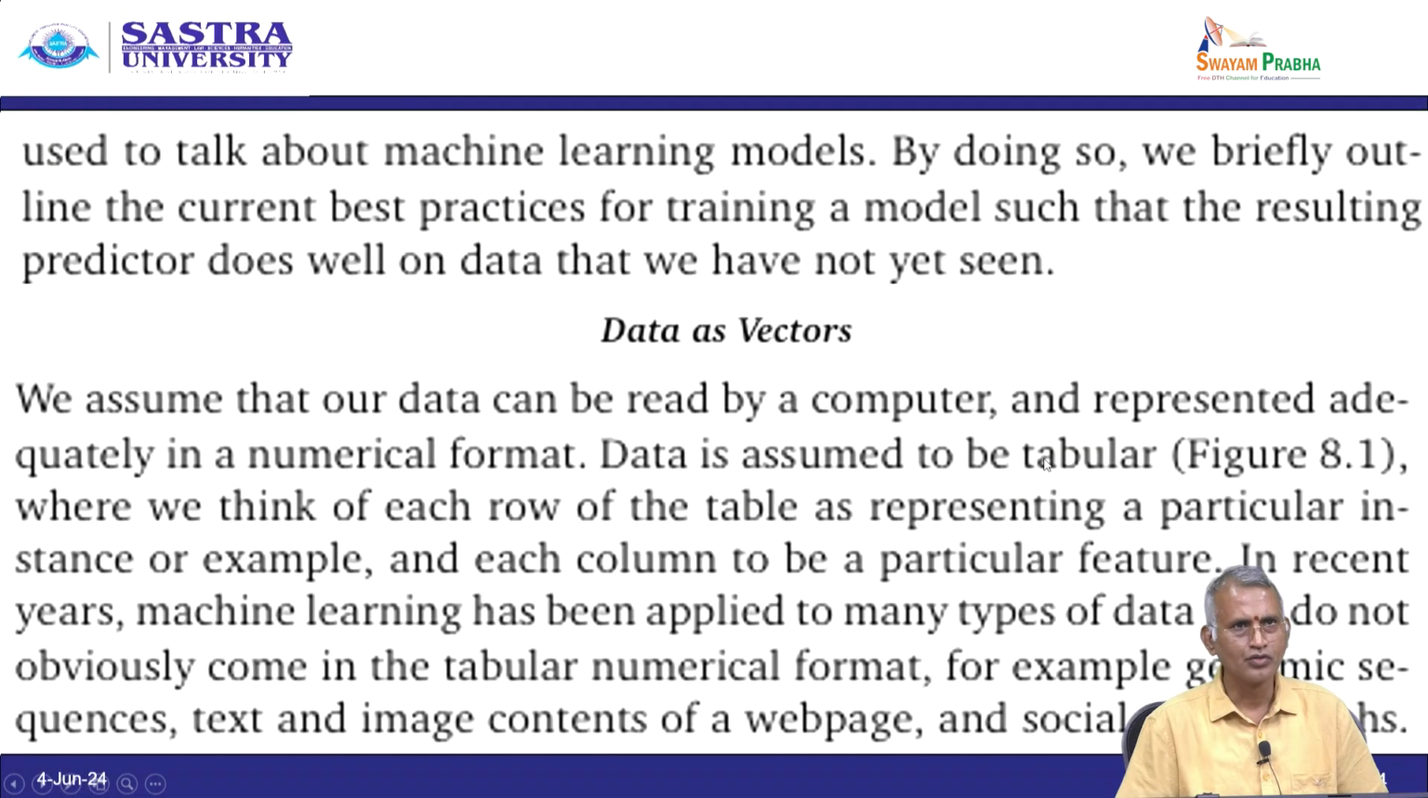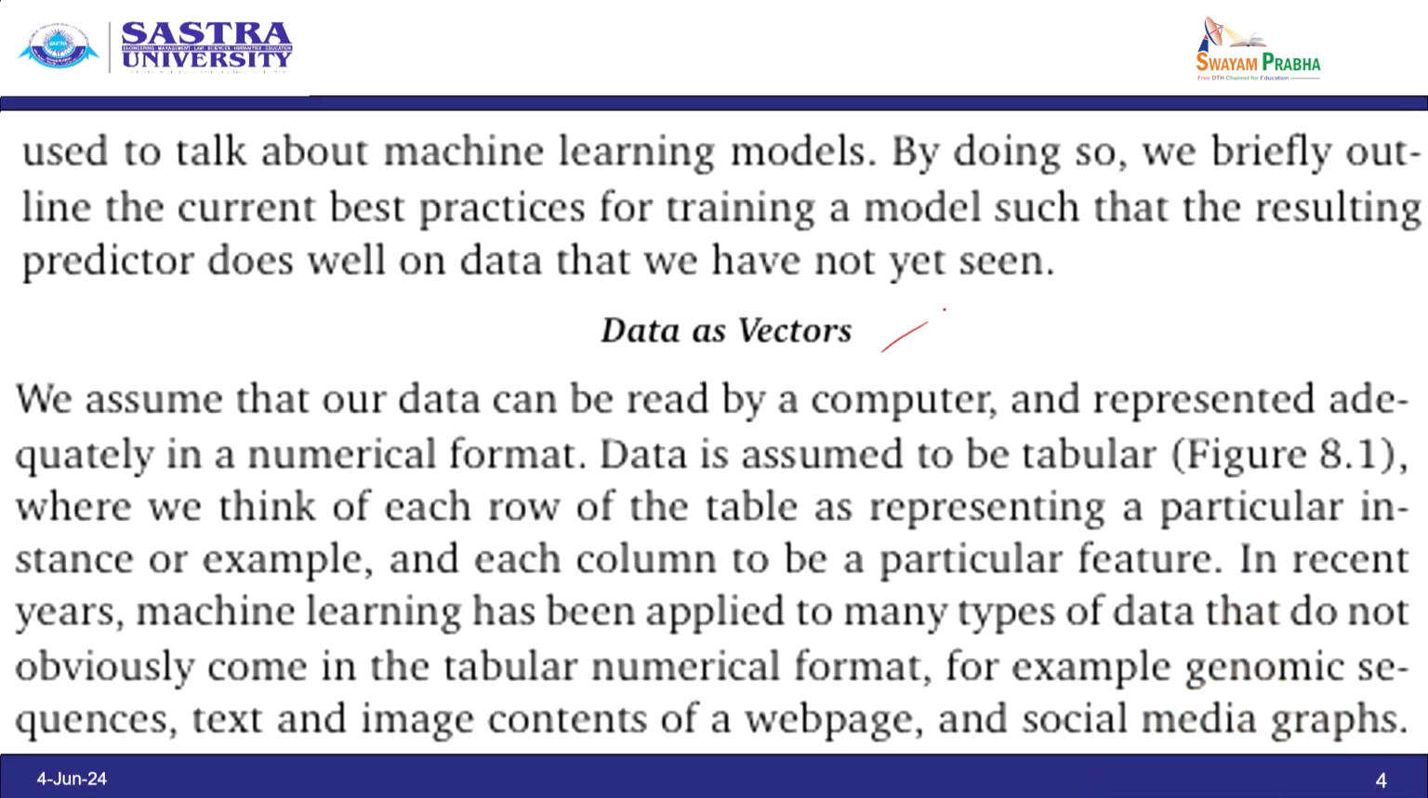Now, we use this to talk about machine learning models. By doing so, we briefly outline the current best practices for training models, so that the resulting predictor does well on data that we have not seen. So, data as a vector. We assume that our data can be read by the computer and represented adequately in numerical format. Data is assumed to be tabular, as in the table as well as Figure 8.1, where we think of each row of the table as representing a particular instance or example, and each column as a particular feature.